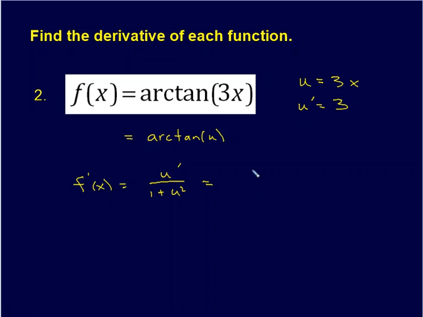So u prime will be a 3, and u is 3x, so this will be 1 plus the quantity 3x squared. And so finally, let's just simplify the parentheses. My derivative will be 3 over 1 plus 9x squared.